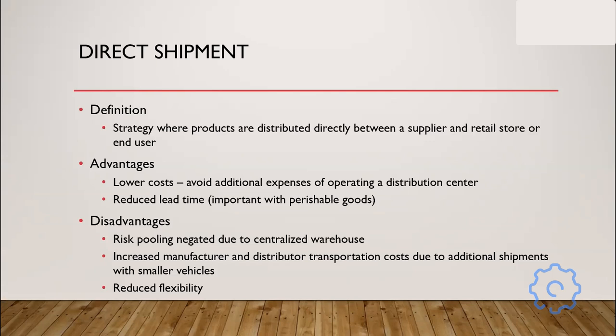And once again, you have reduced flexibility. If you're going from point A to point B and then suddenly point C requires materials, you don't have a way to stage materials or parts or products without going directly to point C. So you reduce the flexibility by going to a direct shipment strategy.